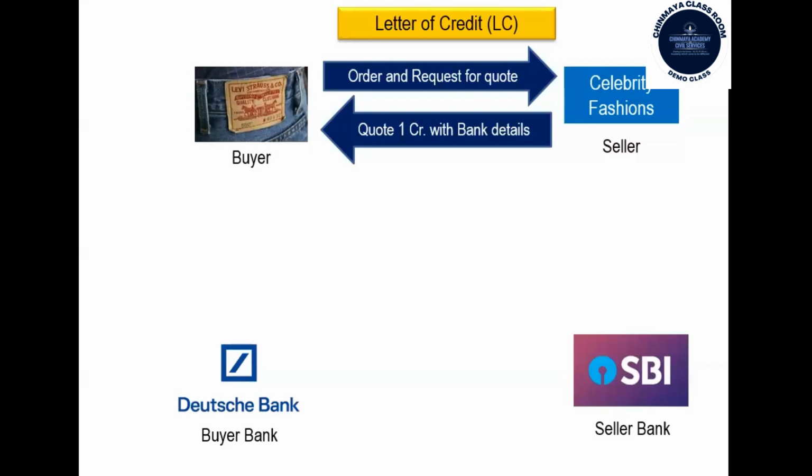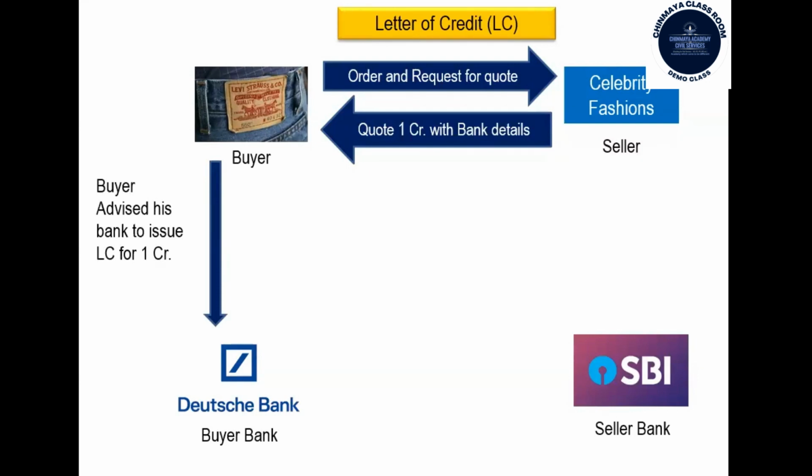They also give another detail along with the quotation. What is it? Bank details. Which bank details? The seller's bank details. What is that seller's bank? The seller's bank is SBI, the beneficiary bank. The buyer is convinced with the quotation. Correct, the quotation is right, we can go ahead. So the buyer asks his bank to issue an LC, letter of credit.